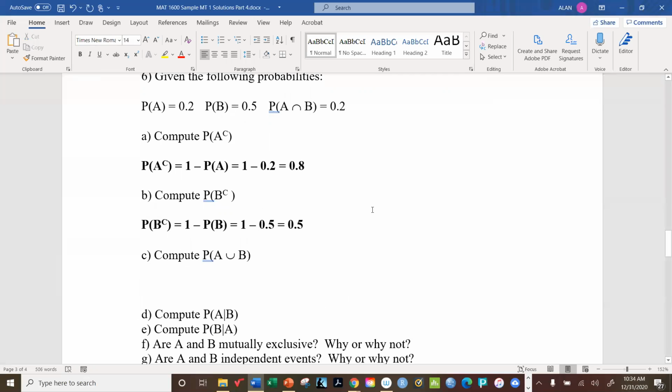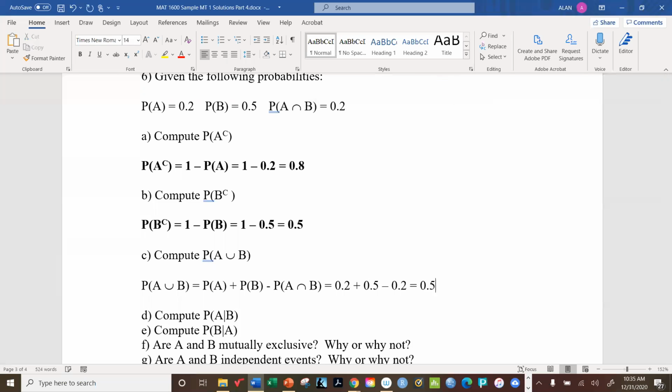All right, now the addition rule. In this case, we're going to use the full addition rule because you can see that A and B are not mutually exclusive. Okay, so the full addition rule means that we take probability of A plus the probability of B minus the intersection, which equals 0.2 plus 0.5 minus 0.2, which reduces to 0.5. Okay, so yes, we're using the full version of the addition rule because the two events are not mutually exclusive.